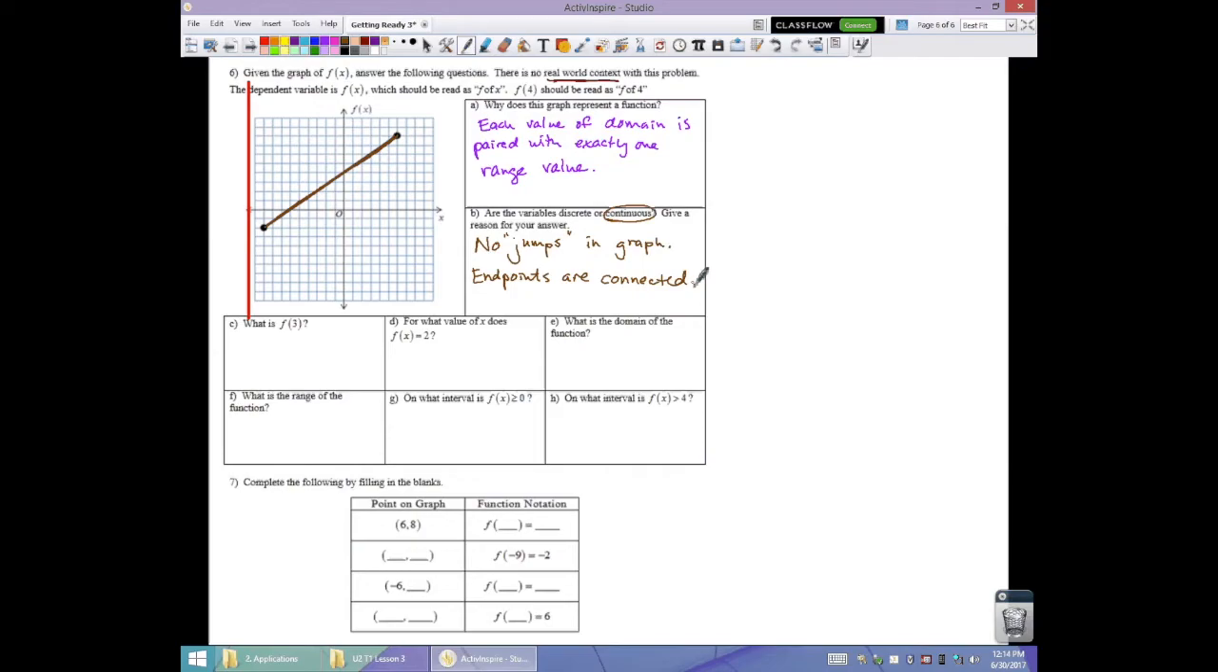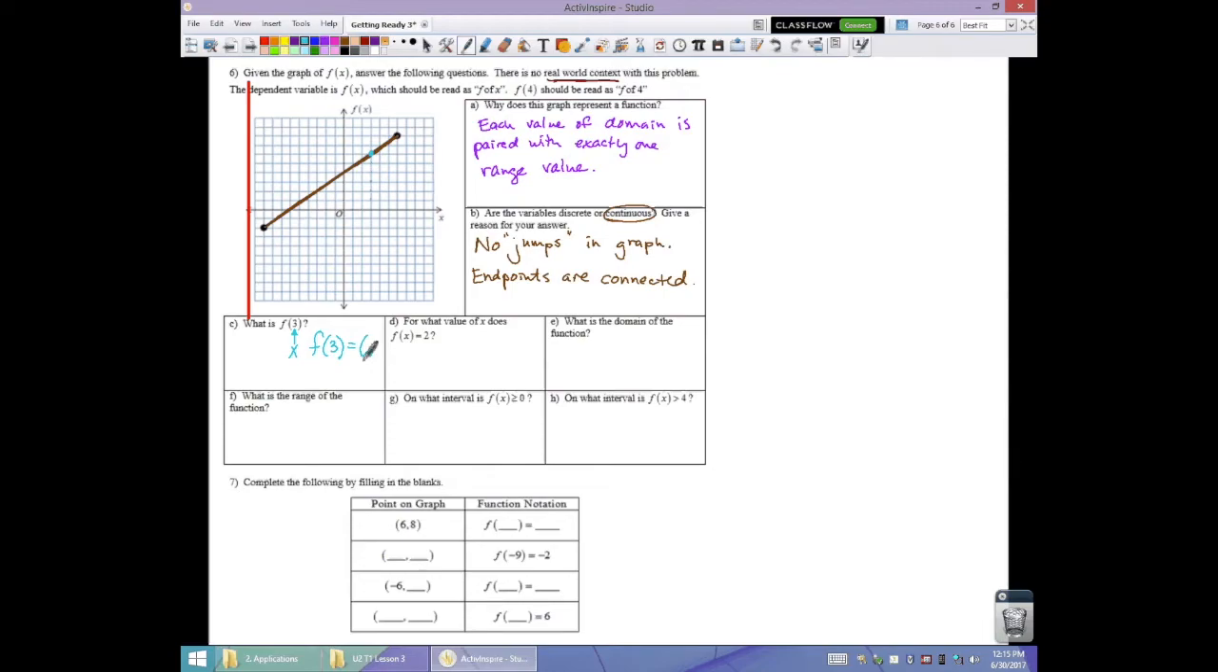What is f of 3? Now, in this function notation, the number in the parentheses is always our x value. So if we want to know the value when we go to 3 along the x-axis, that's 1, 2, 3. Read up my graph, 1, 2, 3, 4, 5, 6. So that point is (3, 6). So the value f of 3 is 6.